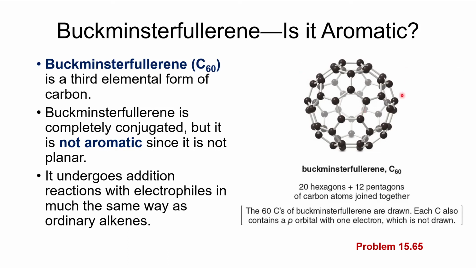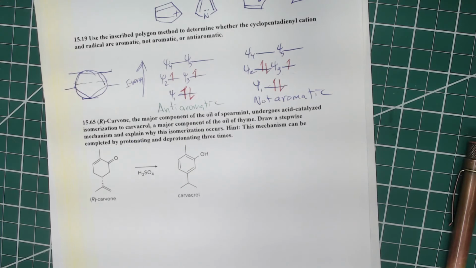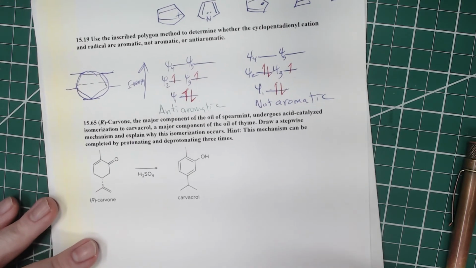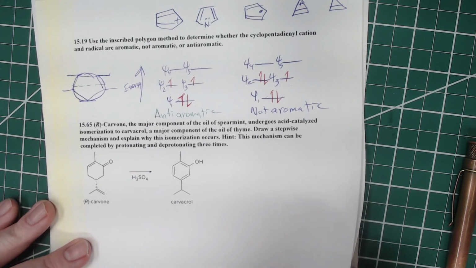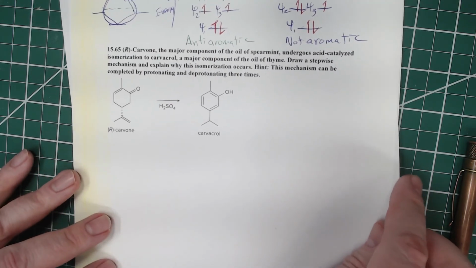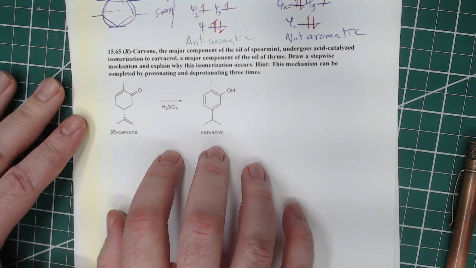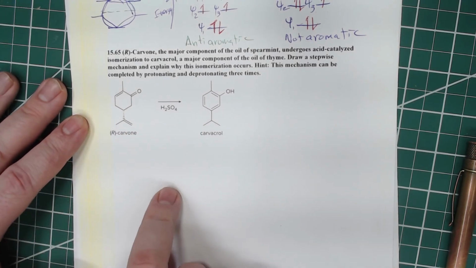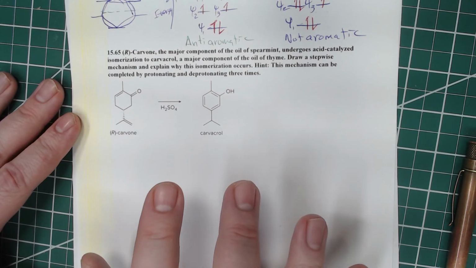All right, so now we're going to look at number 65, which is not about carbon directly. It is a little bit different. This is a mechanism problem. We haven't done a mechanism problem in this chapter. I mean, we've done some arrow pushing, but we haven't done real mechanisms here. So we are going to do a mechanism. This is kind of a cool mechanism.